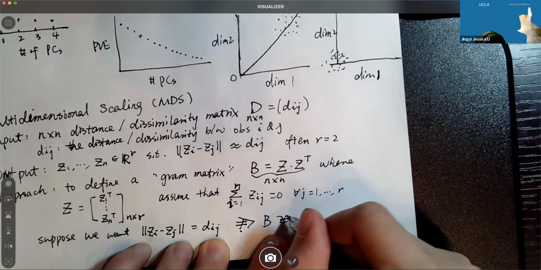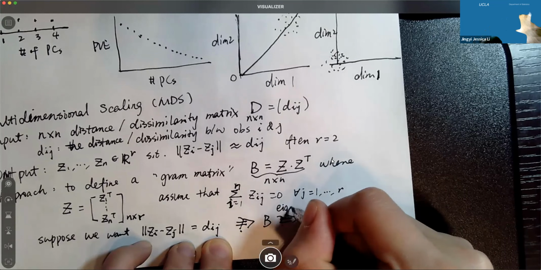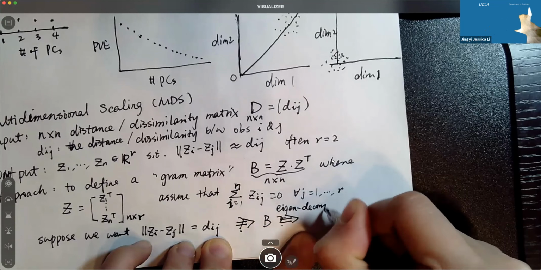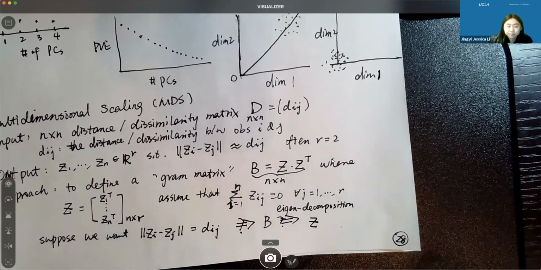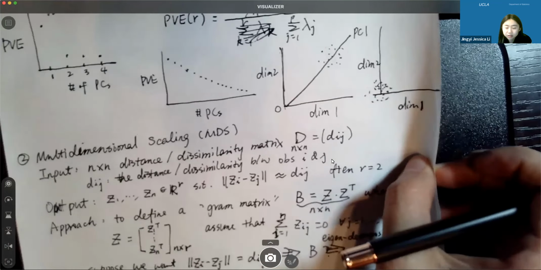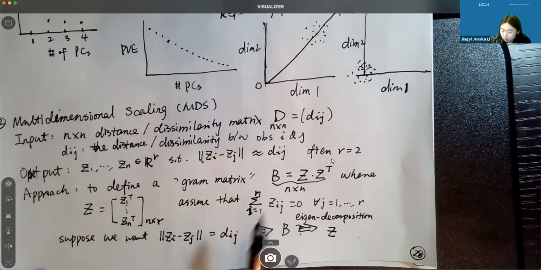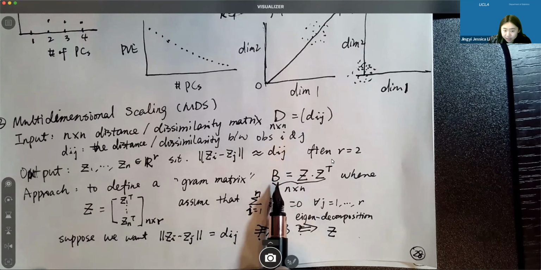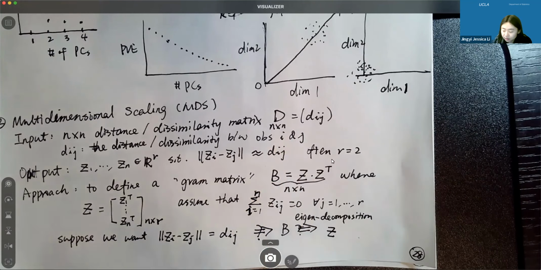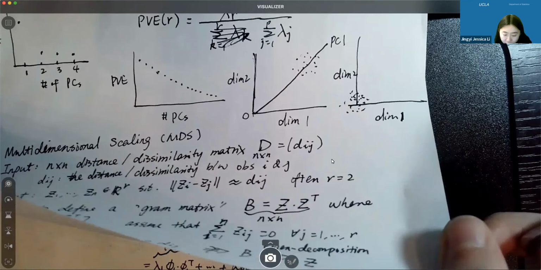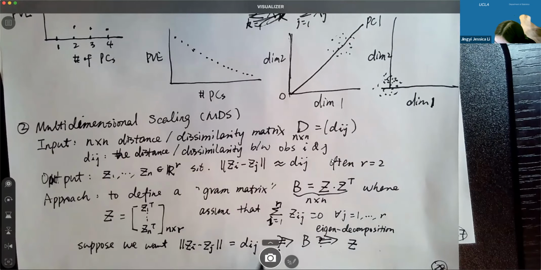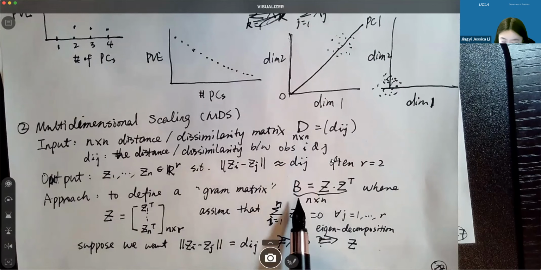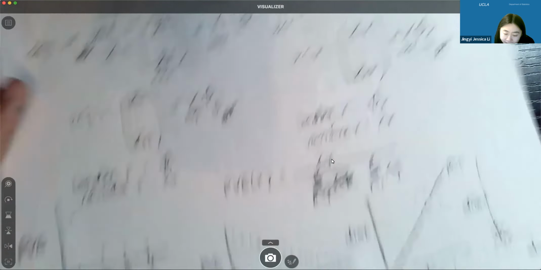So if we can find this B, we just do eigen decomposition to find Z, and we are done. So this is the whole idea. In other words, we want to go from this D matrix to the B matrix, and then do eigen decomposition to find Z. So how do we do it? In order to do that, we need to find the relationship between the entries in D and the entries in B.